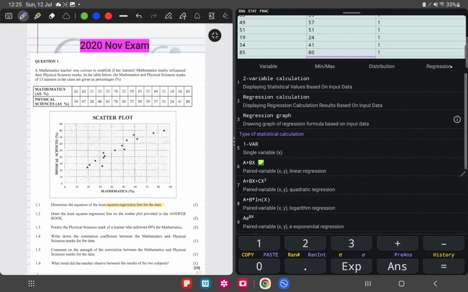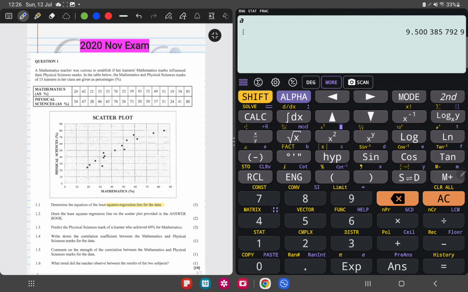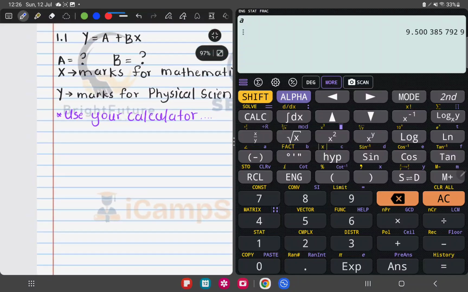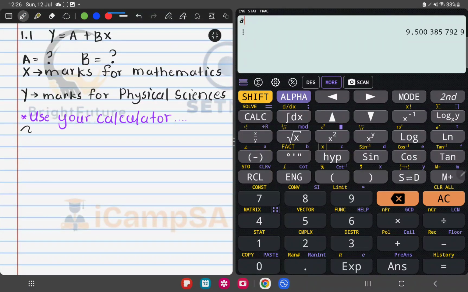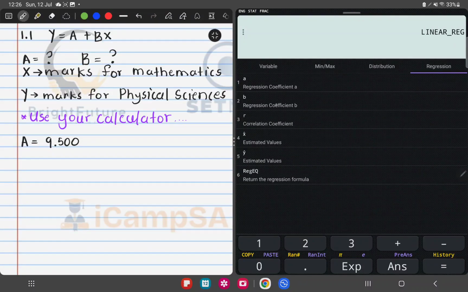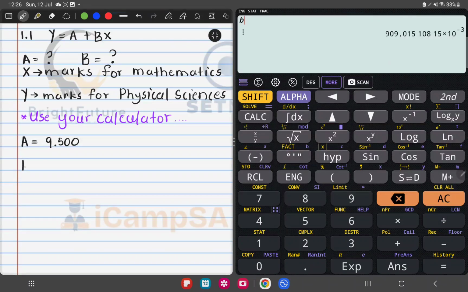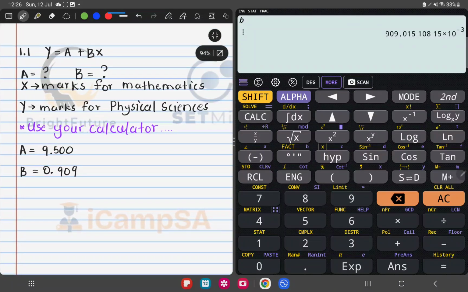Shift 1, we can go to our regression, the value of a. What we end up finding for our a is 9.5, so 9.500 if we round it off to 3 decimal places. Then shift 1, regression, we go to b. Then you will see that the value of b, to 3 decimal places, is 0.909. Okay, so that is what we have.